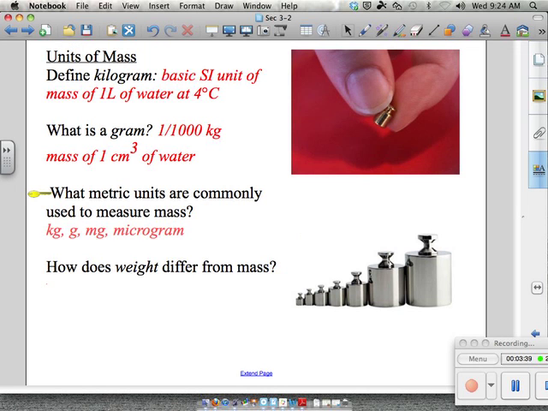For the metric system, we'll again use a kilogram, a gram. Our balances measure everything in grams. You can also use milligrams. That's how medicine would be measured, and micrograms.